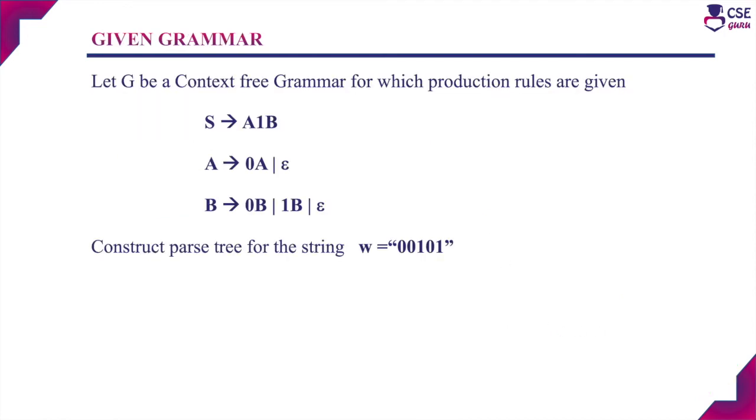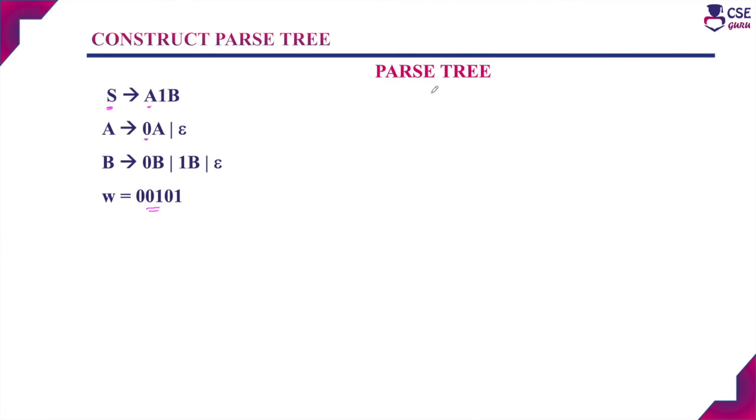Next example. Let G be a context-free grammar for which production rules are given. S derives A1B, A derives 0A or epsilon, B derives 0B, 1B or epsilon. Construct the parse tree for the string w equal to 00101. The parse tree will start with the start symbol, that is S. So here S represents the root of the parse tree. There is only one production rule for S, so we will apply the production S derives A1B.